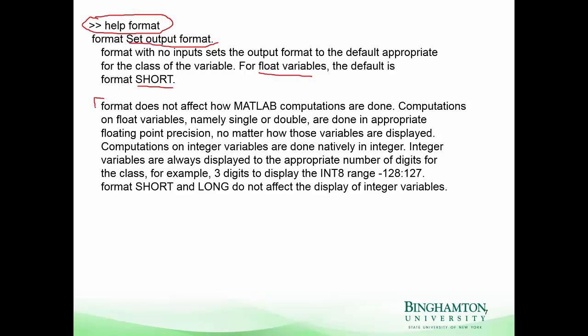It's also telling you here that this is only changing how numbers are displayed. It doesn't change at all how computations are done with those numbers. So despite what you set for format, if you've got a double precision variable and you're computing with that, it's being computed with double precision representation. And then this part down here is just talking about some aspects of format in the context of integers. We haven't really talked about the int8 yet, but we'll be talking about that with respect to how we represent integers.